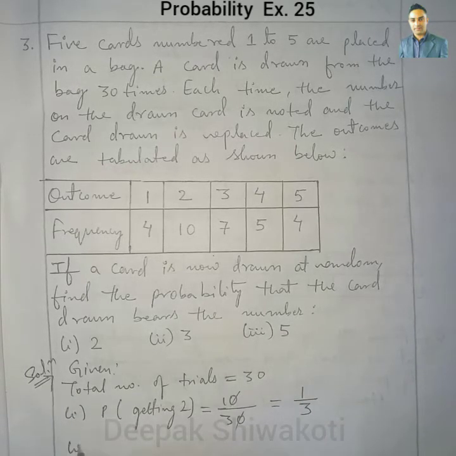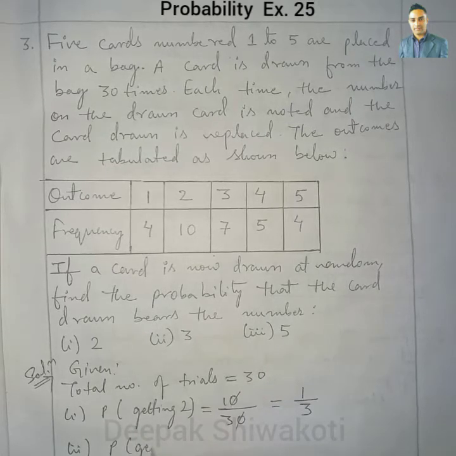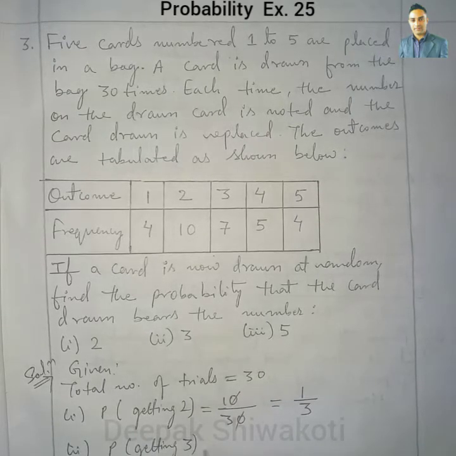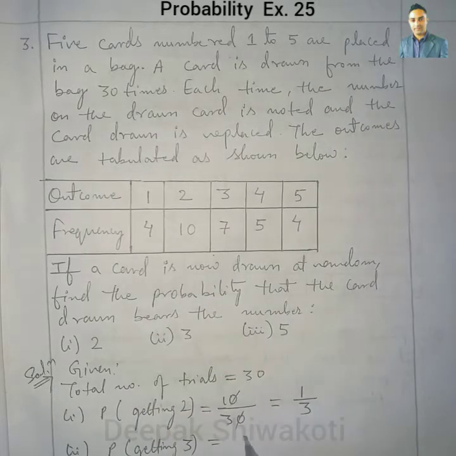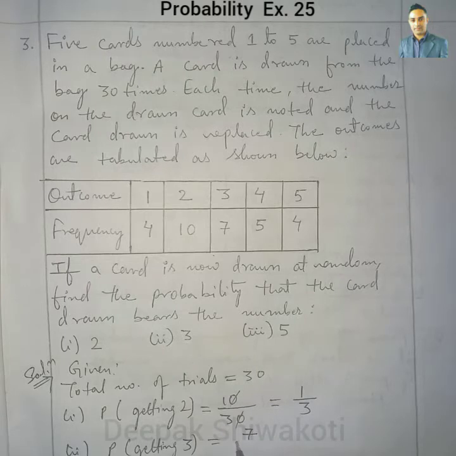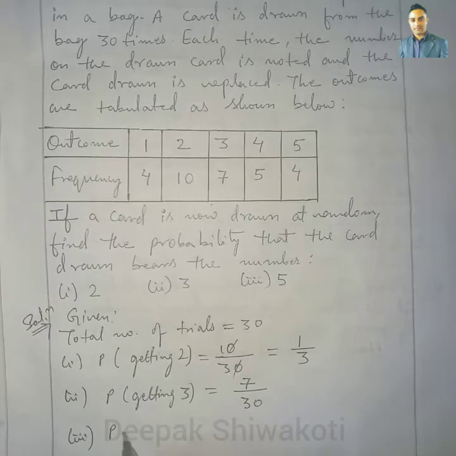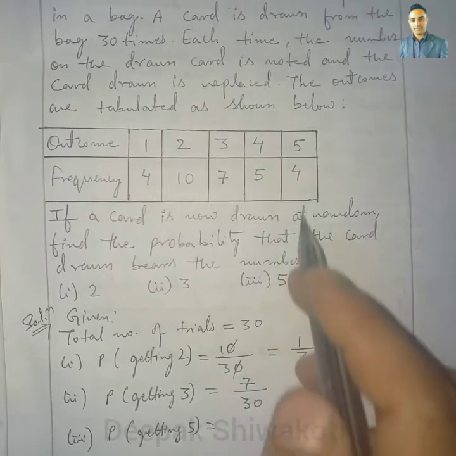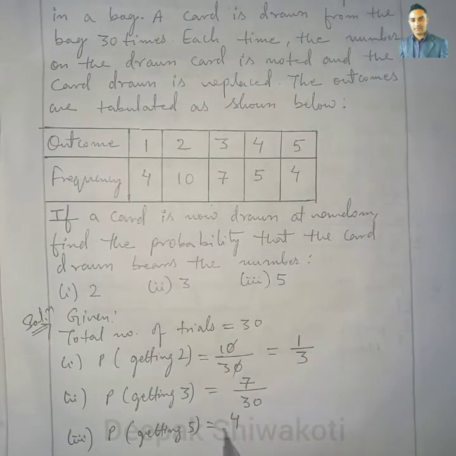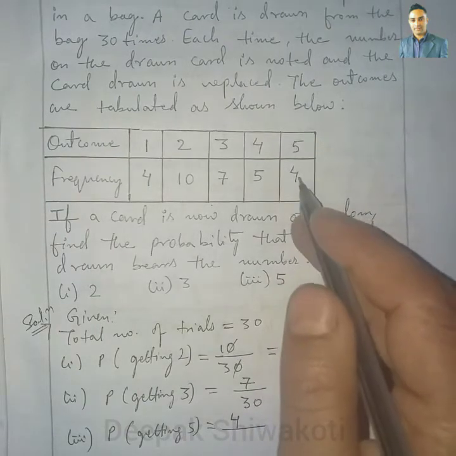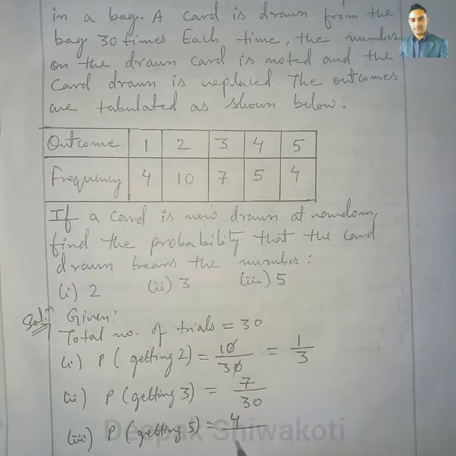So similarly, number 2, probability of getting 3 is given by total number of outcomes, that is 7, and number of trials 30. Now number 3, probability of getting 5 is given by 4, that is the number of times 5 obtained, and total number of trials, that is 30. So we can cancel this by 2.